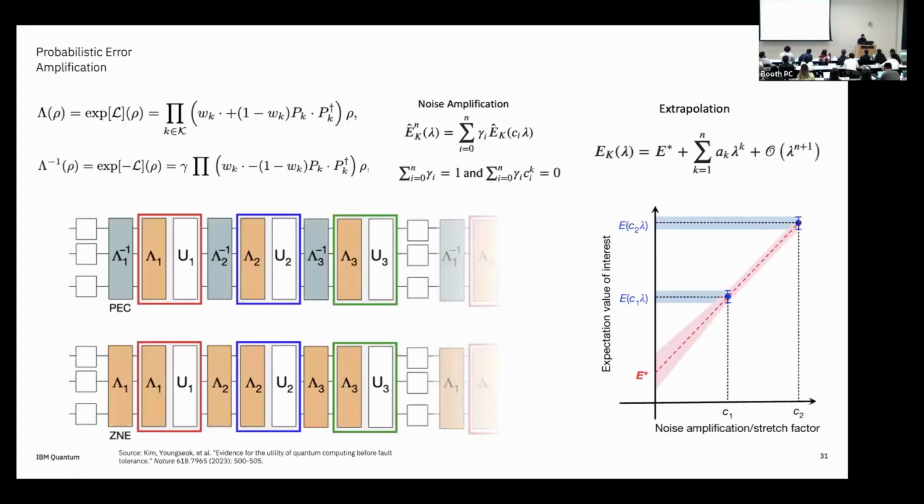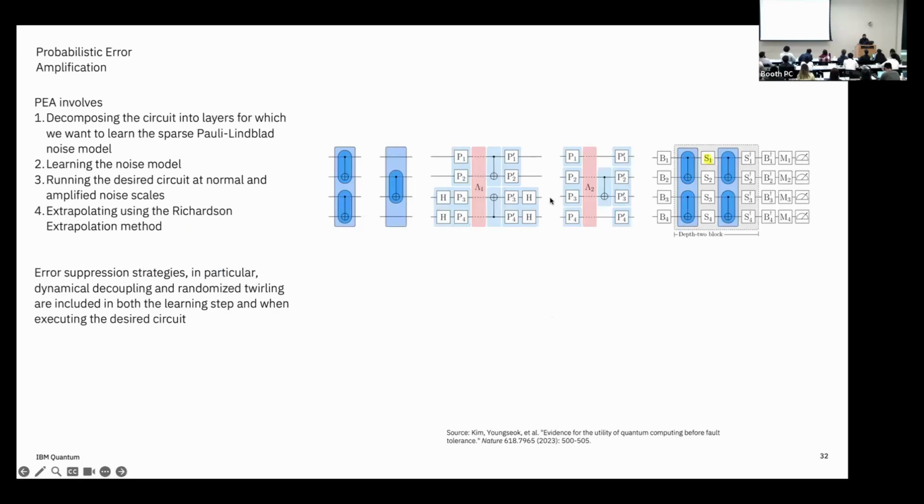And the way you do it, maybe I have a plot here, is let's say this was your circuit right here. You see, I was doing these twirling steps here. I would also add an extra step down here to be able to inject the noise. I just add a random Pauli drawn from a distribution. So you resample over and over again.